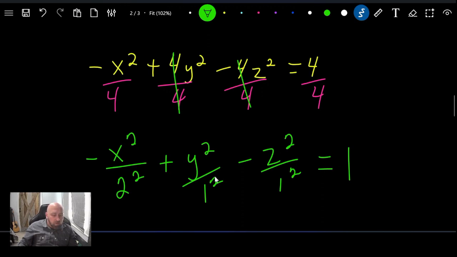Now the reason I wrote these is because a lot of times in the standard form that we have them in, we're going to need that denominator. So in this case, we're going to have an a, b, and c. So that 2 is going to be the a, the 2 underneath the x, and so on. So let's go back to the book and see if we can find one that looks like this.